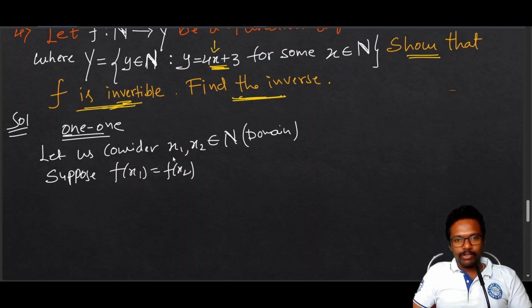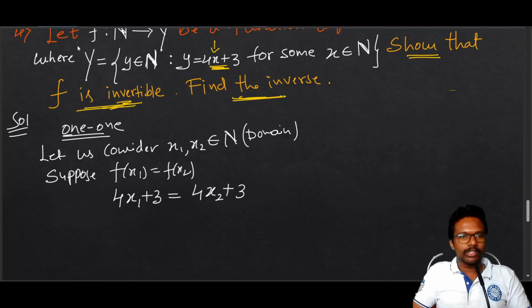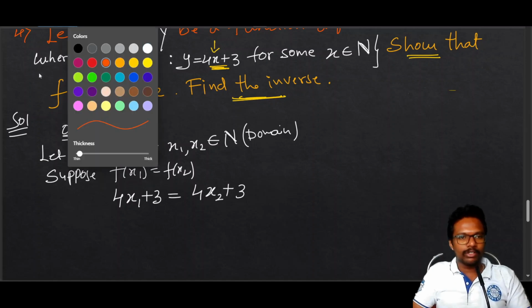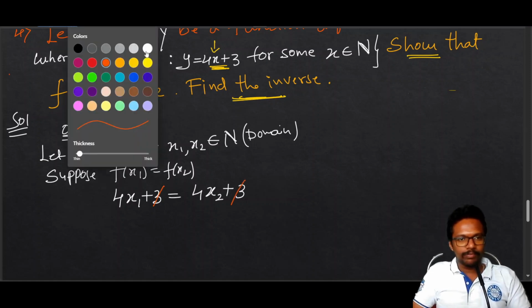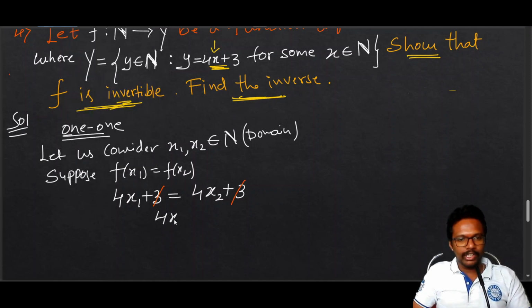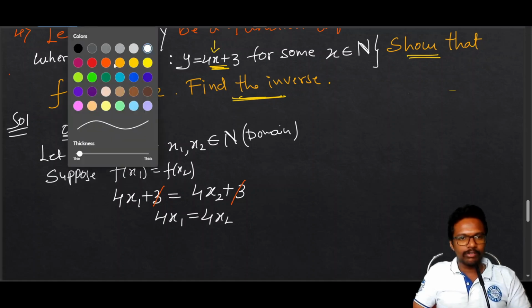f of x1, our question is here 4x plus 3. So f of x1 means we can write 4x1 plus 3 equals f of x2, means in place of x we have to substitute x2. That's it, 4x2 plus 3. Now I am going to cancel out what is the same in LHS and RHS. Here in LHS plus 3 is there, in RHS plus 3 is there. So I have cancelled it. Now it becomes 4x1 equals 4x2. Now again I am going to cancel out what is equal.